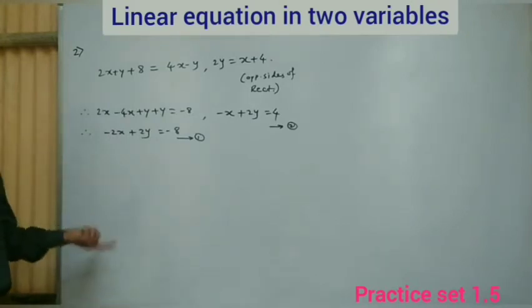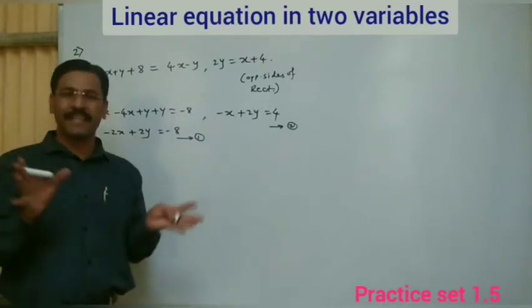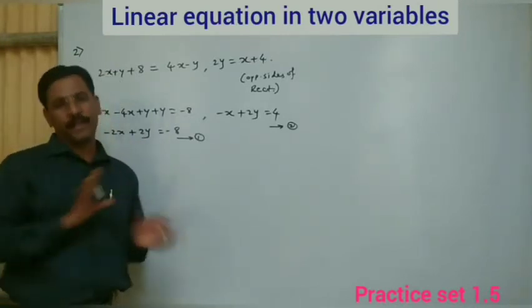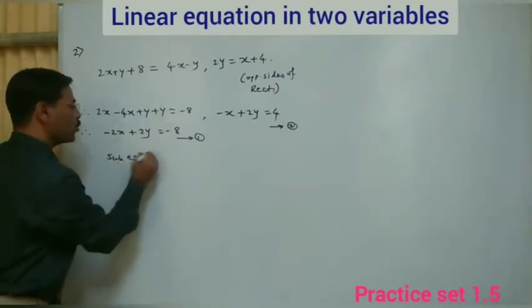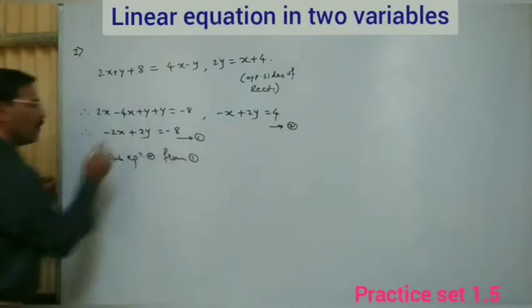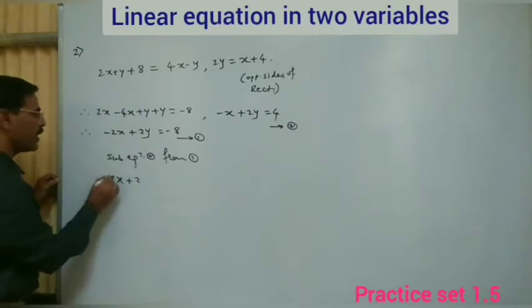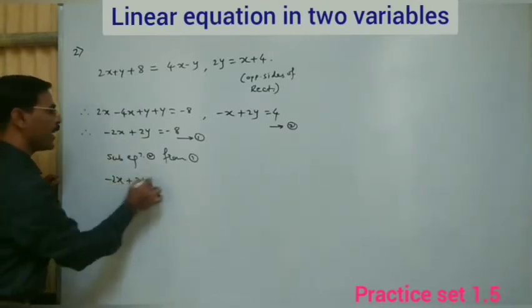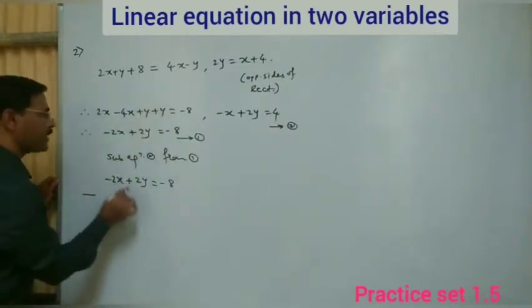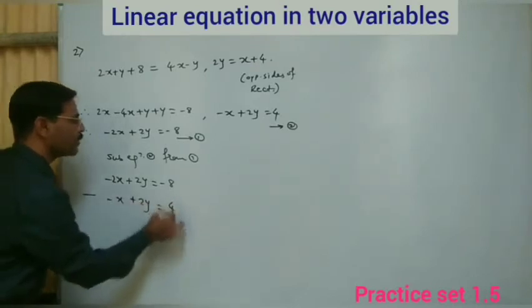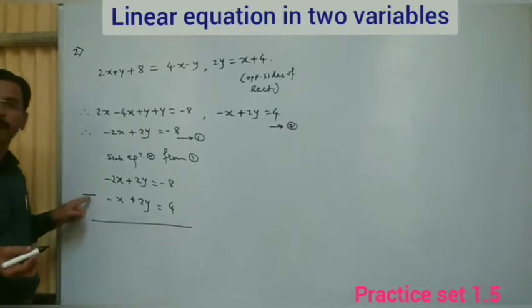Now just observe. Again it is very, very simple. What do we get? Plus 2y, plus 2y means what? By just subtracting, we can eliminate the y term. Okay? See here. Subtract equation number 2 from 1. What do we get here? Minus 2x plus 2y is equal to minus 8. From this, we are going to subtract the second one, that is minus x plus 2y is equal to 4.